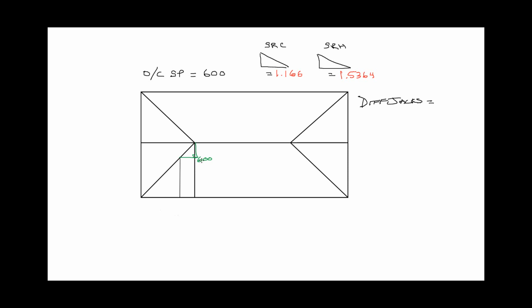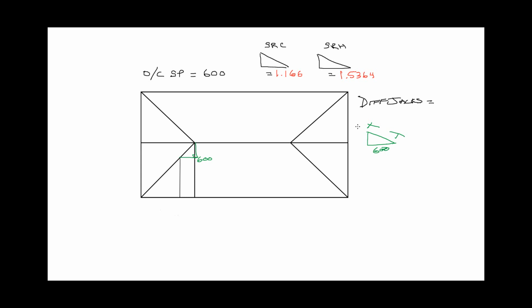So what we want to do to figure out what's called our difference in jacks is we take our spacing of 600 and we want to see, based on that spacing of 600, what would the line length difference be for our common rafter? The line length difference would be what is subtracted off of our rafter.